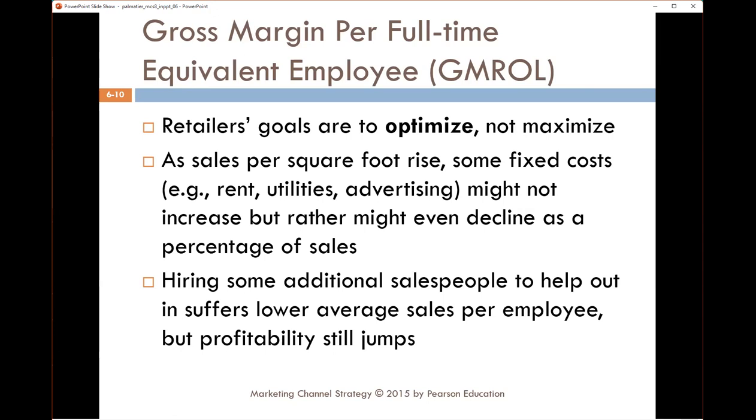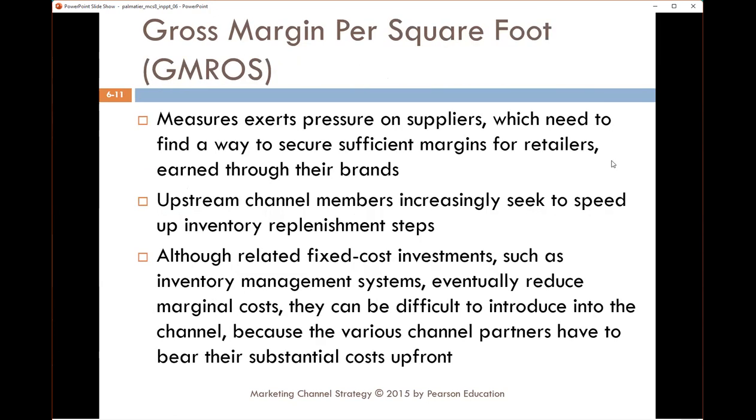So that's the second. The last is gross margin per square foot. And that is where we put pressure on the supplier to give us the margins on those brands and maximize every single square foot that we have.